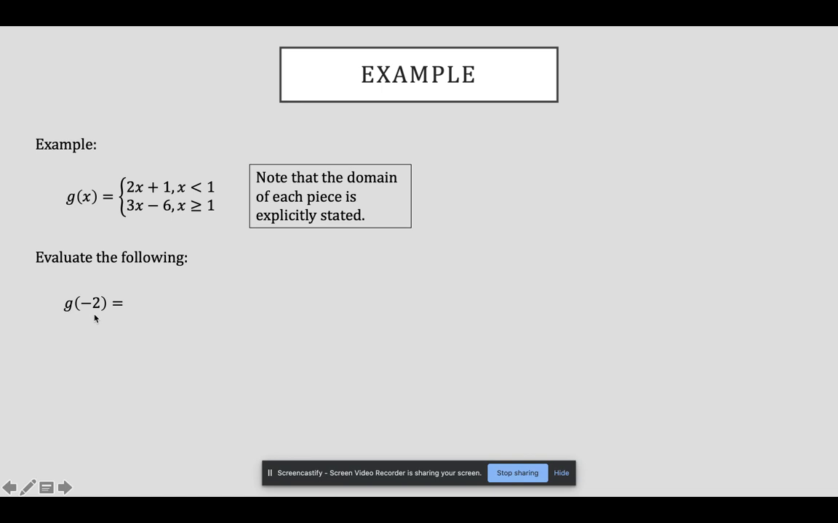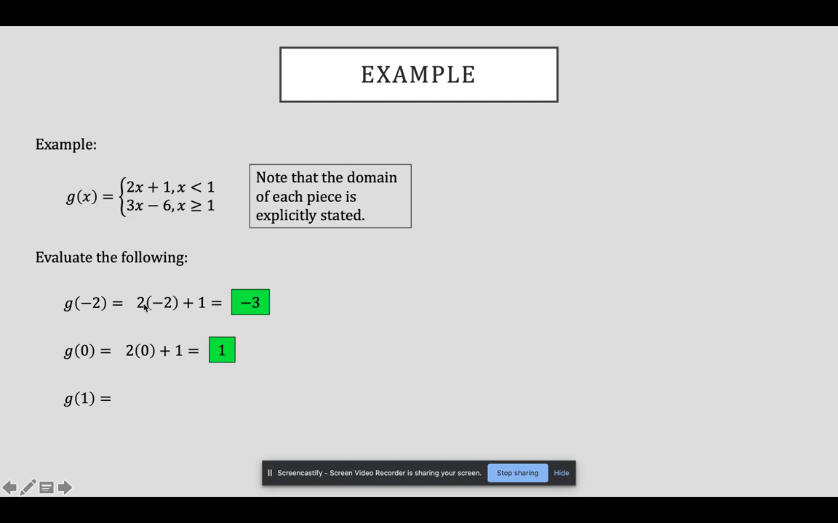Find g of negative 2. Which domain does negative 2 fall under? That's going to be our first piece, right? Negative 2 is less than 1. Therefore, we are going to plug that into the first piece of the piecewise function. That's 2 times negative 2 plus 1, leaving us with negative 4 plus 1, which gives us negative 3. To evaluate g of 0, which part of the domain does 0 fall into? Well, 0 is still less than 1. Therefore, we are going to plug it into the first piece. That leaves us with 2 times 0 plus 1, giving us 1.